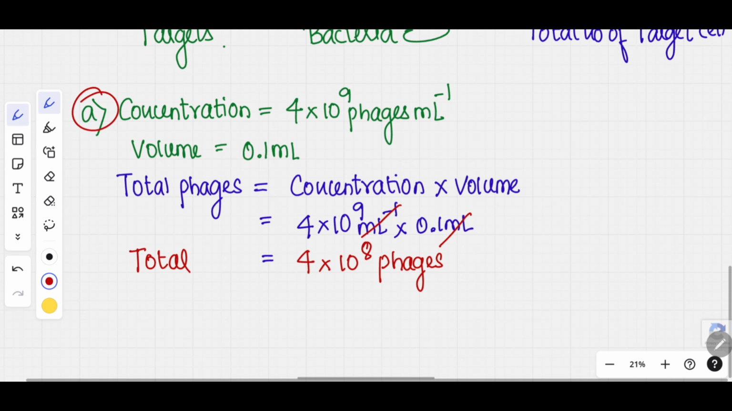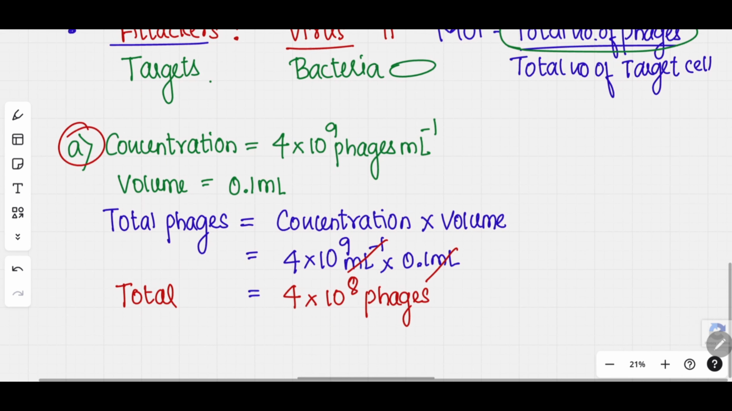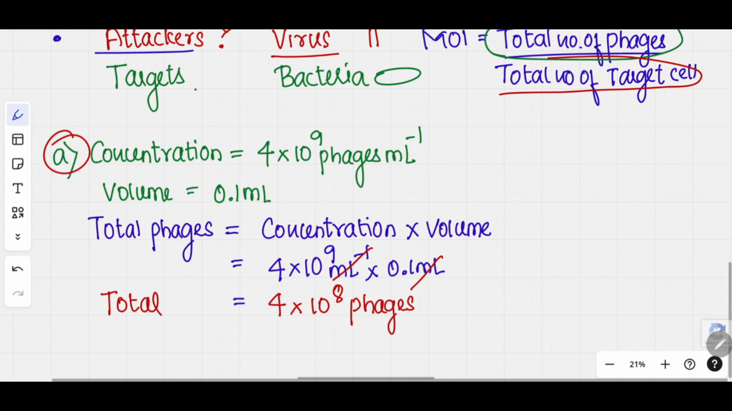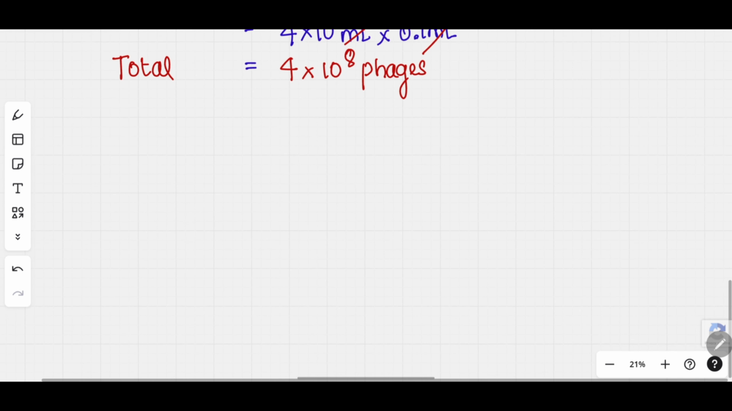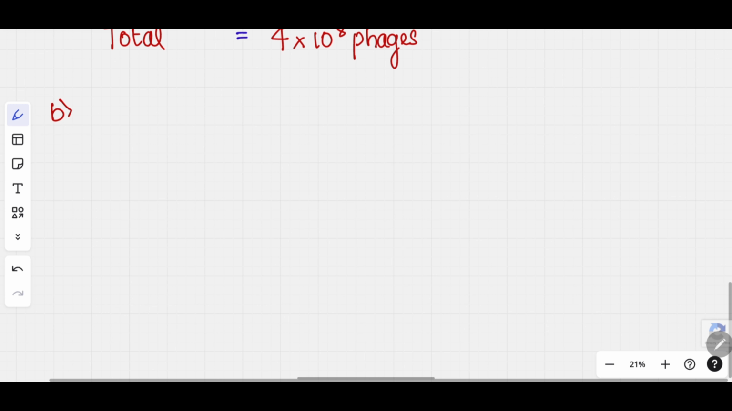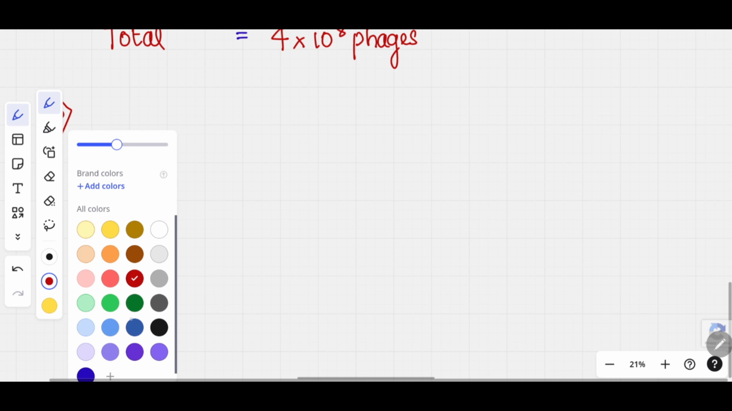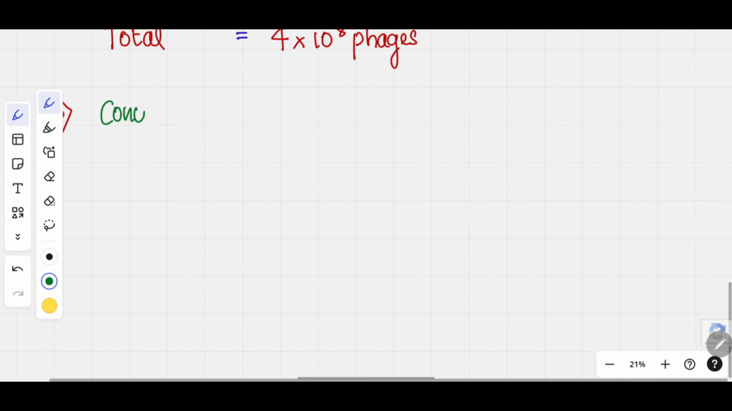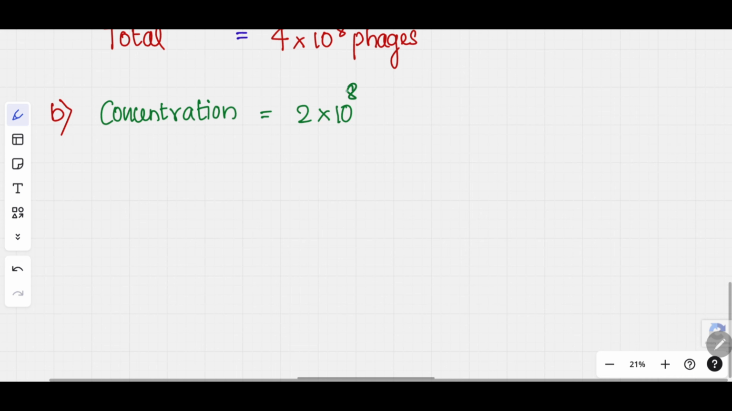That is the first thing you need to do. What next? You need to find out the target cells. The second thing you need to do is the same. What have they given us? They have given us the concentration, which is 2 into 10 to the power of 8 cells per milliliter. And what is the volume? The volume they have used is 0.5 ml.